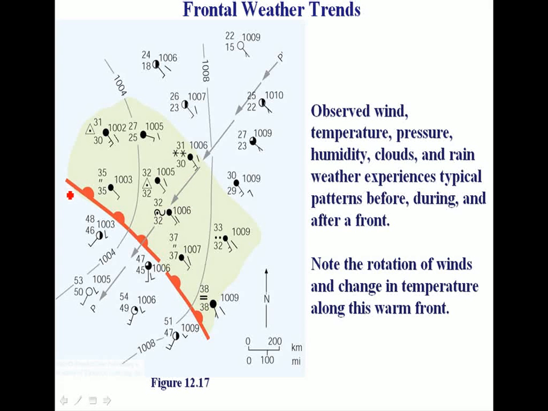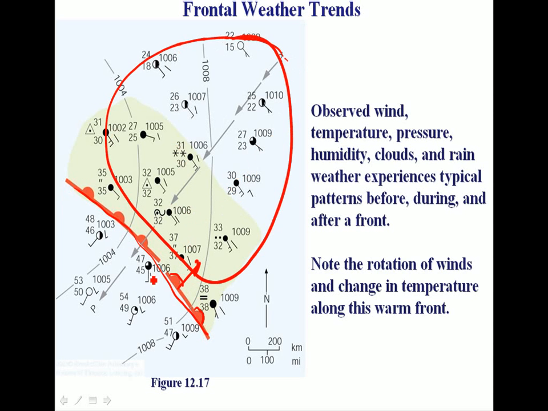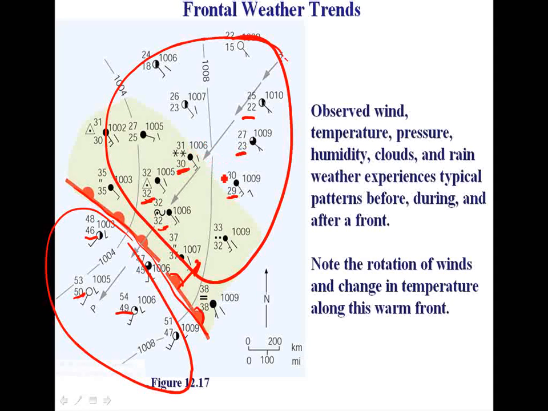Another type of front, a warm front, and again, this is moving in the direction the semicircles are pointing. And notice out ahead of this warm front, we have cool temperatures in the 30s. Behind the warm front, we have temperatures in the 40s and 50s. And notice the dew point, 50, dew point 46, dew point 49. Moist air compared to the region out ahead of this warm front, where dew points are in the low 30s, even in the 20s. So we have cool, moist air here.